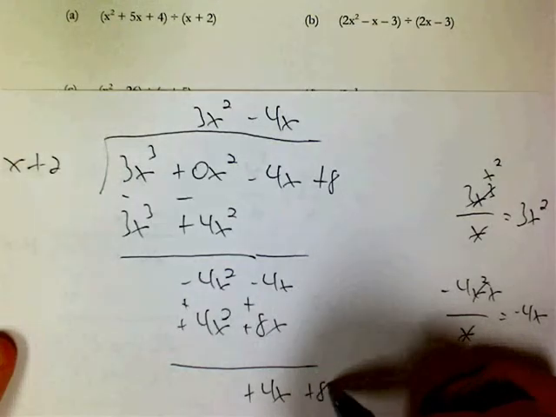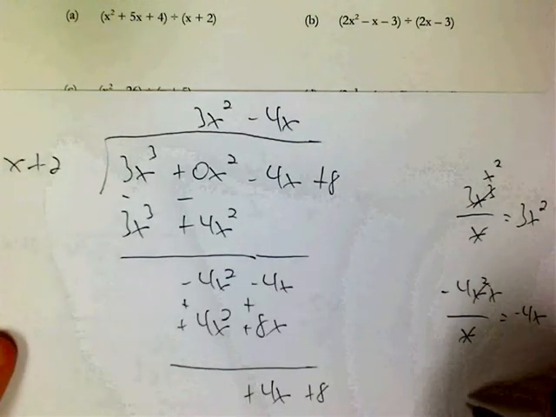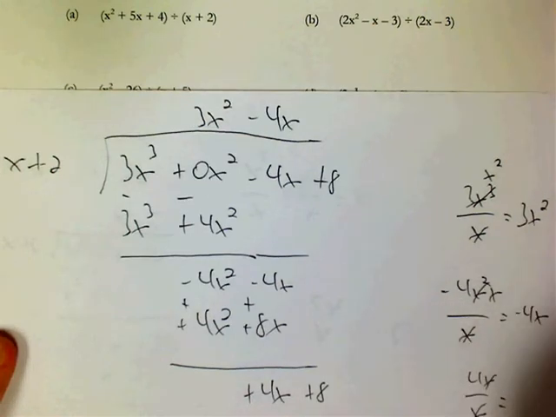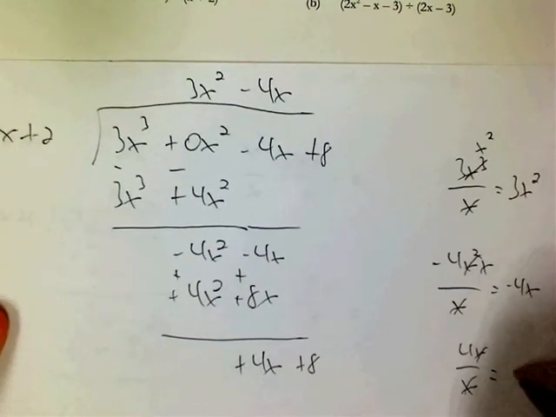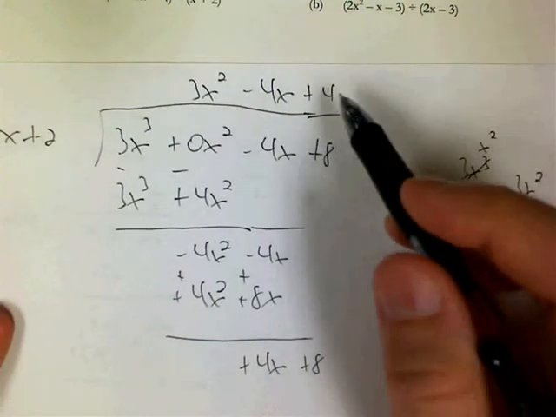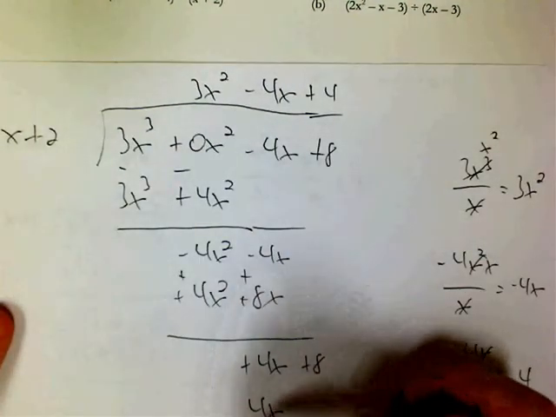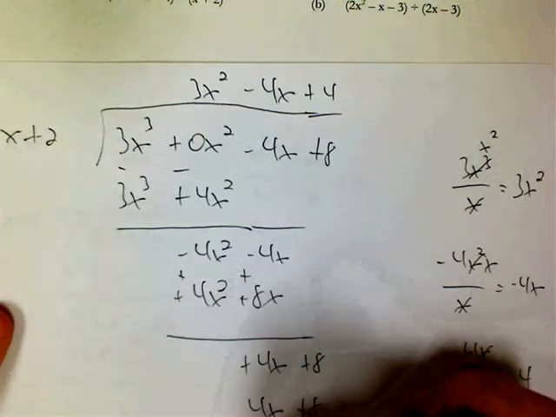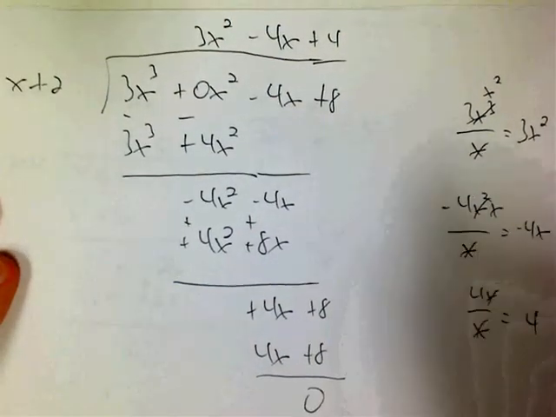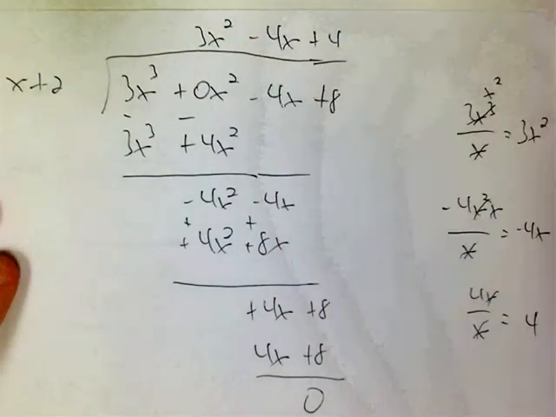X into 4x. And when you get the hang of this, hopefully you start recognizing how to do this without having to write it down. X goes in 4x 4 times. Write that above my constant. 4 times x is 4x. 4 times positive 2 is positive 8. Subtract. Anything subtracted from itself is always 0. And that's our answer. 3x squared minus 4x plus 4. And that's it.